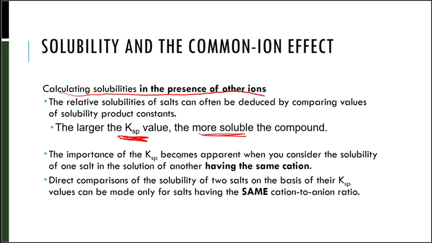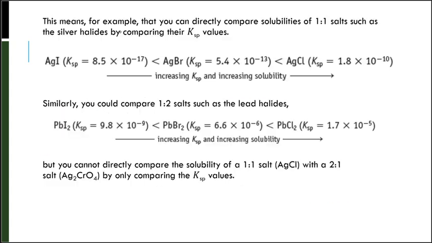The importance of the KSP becomes apparent when you consider the solubility of one salt in the solution of another that has the same cation. Direct comparisons of the solubility of two salts on the basis of their KSP values can be made only for salts that have the same cation to anion ratio. This means, for example, that you can directly compare solubilities of 1-to-1 salts like silver halides, silver iodide, silver bromide, silver chloride, looking at those KSP values.